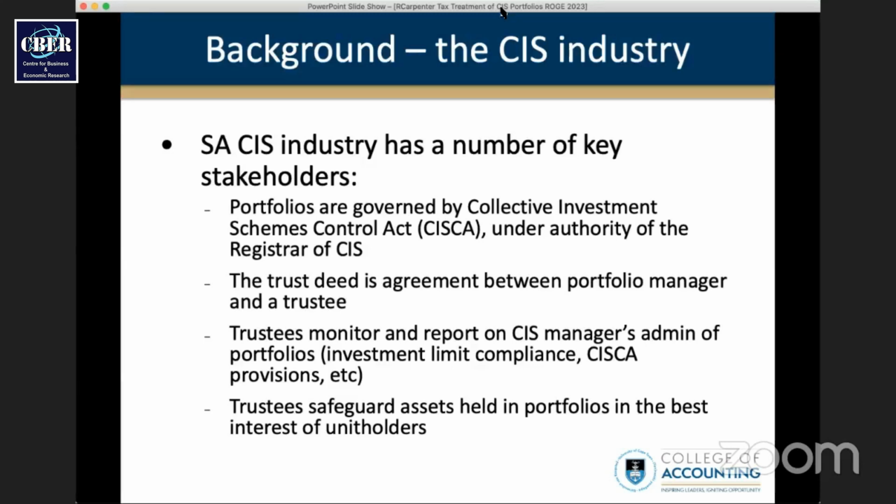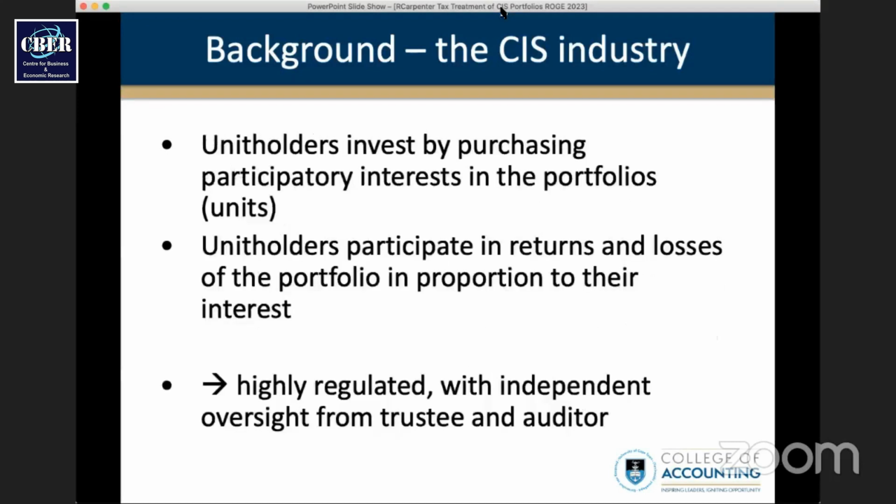One party that I don't have there on that slide is the auditor. So an auditor is required to be appointed, who then oversees all of the reporting. Unit holders invest in a portfolio by purchasing participatory interests, which are called units. And those unit holders participate in the returns and losses of the portfolio in proportion to their interest in that portfolio. So the CIS industry is very highly regulated. There's independent oversight from both the trustee and the auditor.